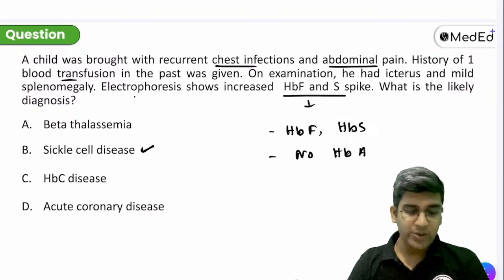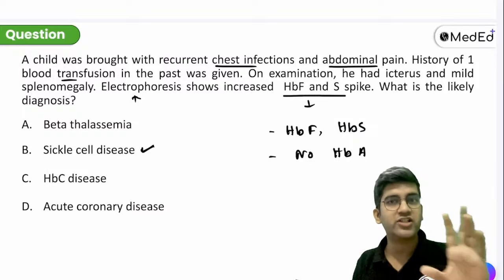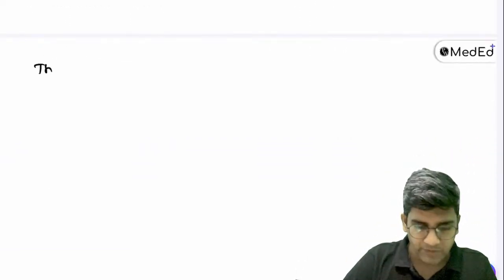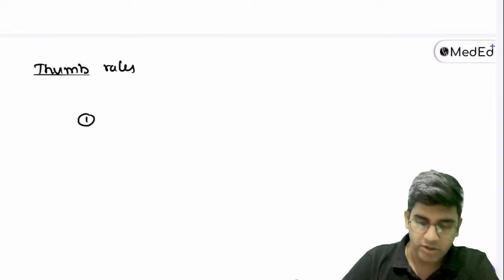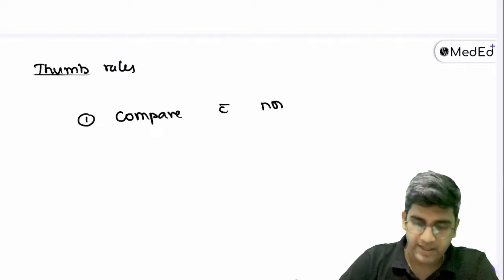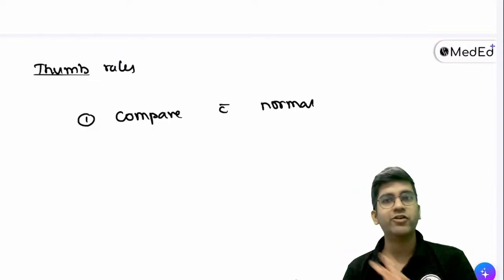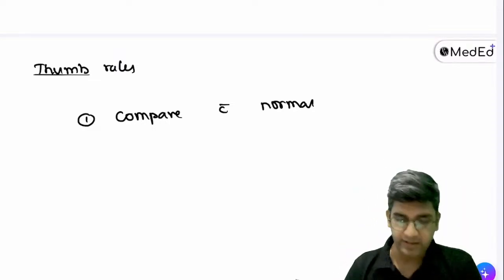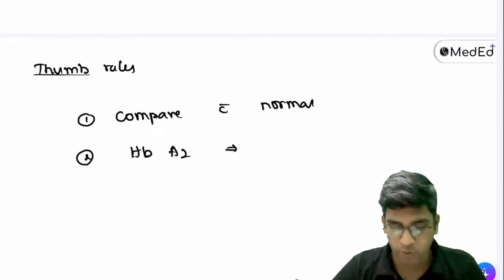So now let's try to identify electrophoresis. If I'm given an image, it's also very simple to identify, not just a theory, right? There are a few thumb rules for electrophoresis. First rule, always compare with the normal. Normal will be there in the electrophoresis. Without normal, no one in the world can identify electrophoresis. Always compare, right?